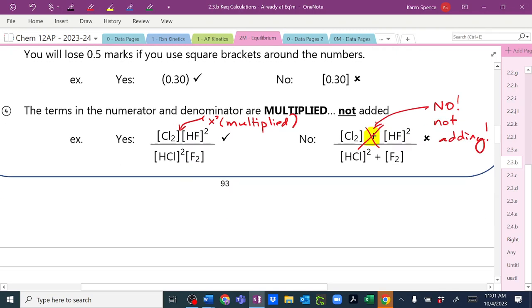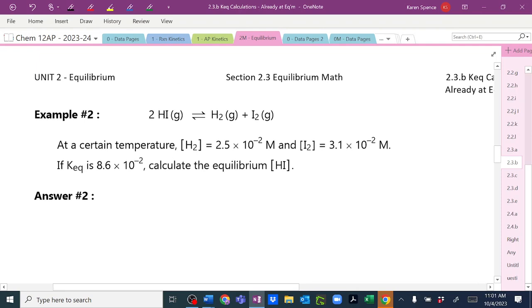Okie dokie? All right. Could you guys try this question? I bet you can solve it.